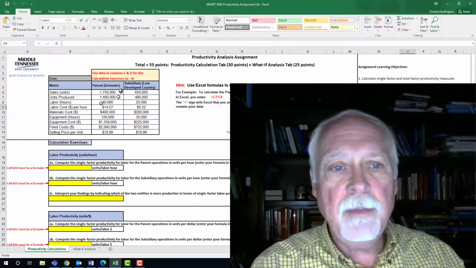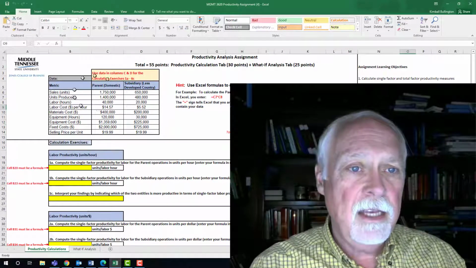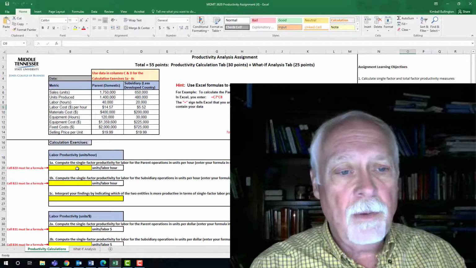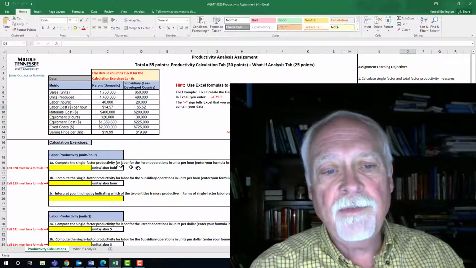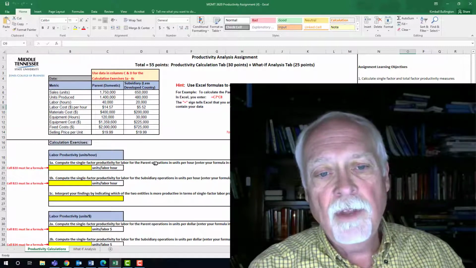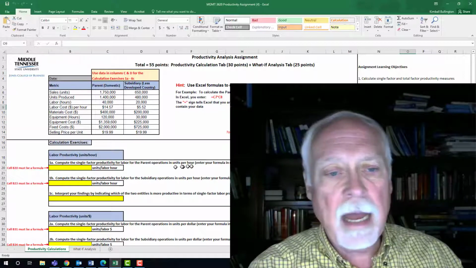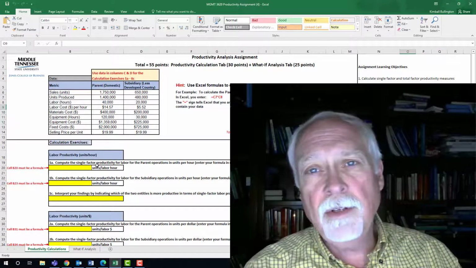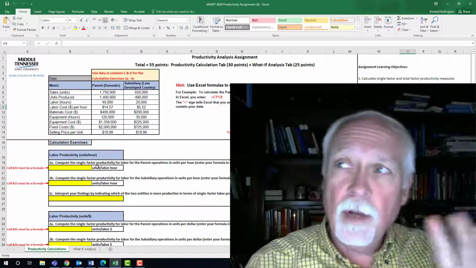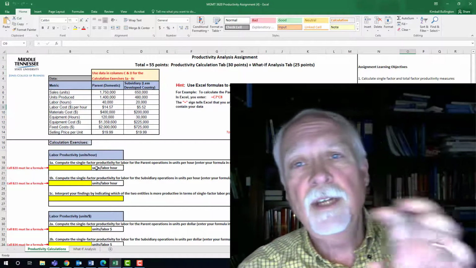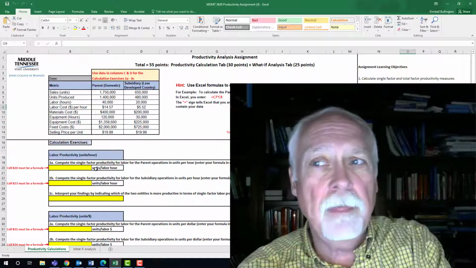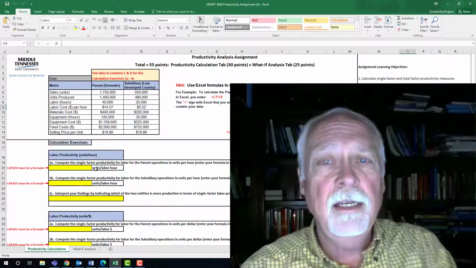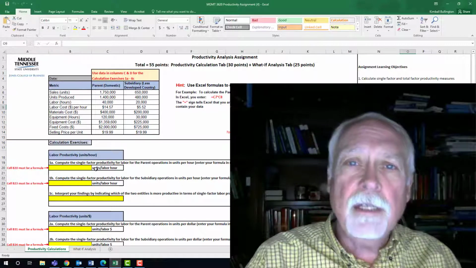So we have data up in these cells up here, and what do we do with it? It says compute the single factor productivity for labor for the parent's operations in units per hour. So a single factor productivity, if you'll look in your book, we'll talk about maybe partial productivity versus total productivity. A single factor is often used.